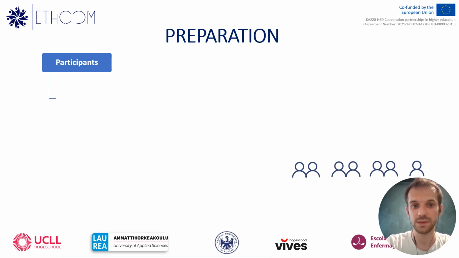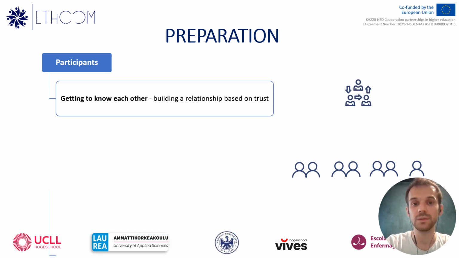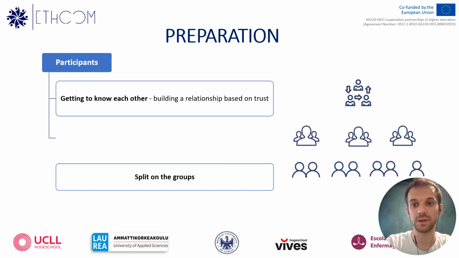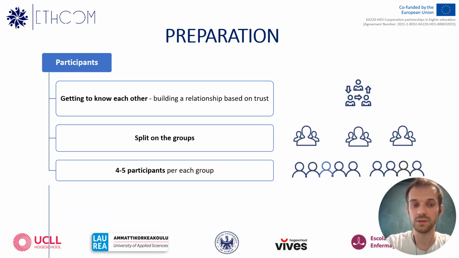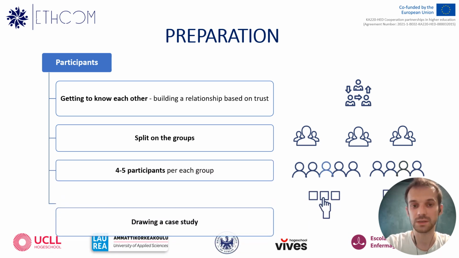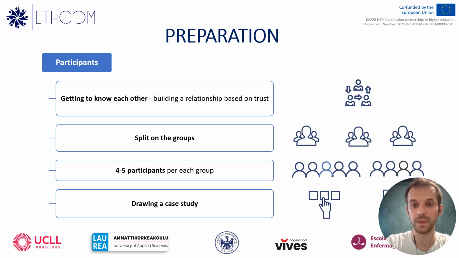During the first meeting, remember to allow the participants to build a relationship based on trust. You need to give them time and space to get to know each other. Then the participants are divided into groups of 4 or 5 people. Choose a group leader who is to draw one case and coordinate the work of the group.